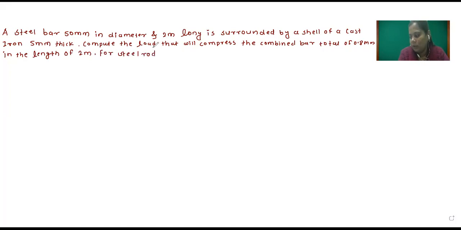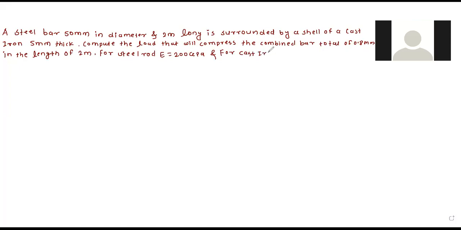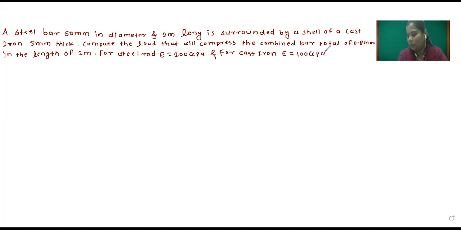For steel rod, Young's modulus is equal to 200 GPa, and for cast iron, Young's modulus is equal to 100 GPa. Okay, I will draw the figure. You can also draw. Then we will solve the problem.